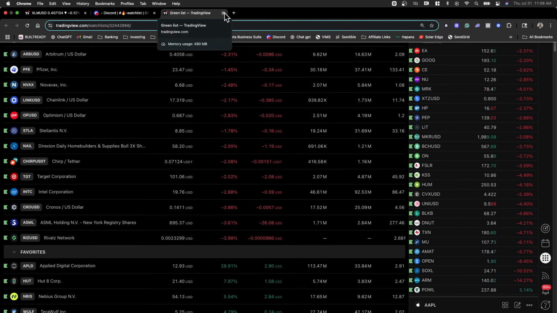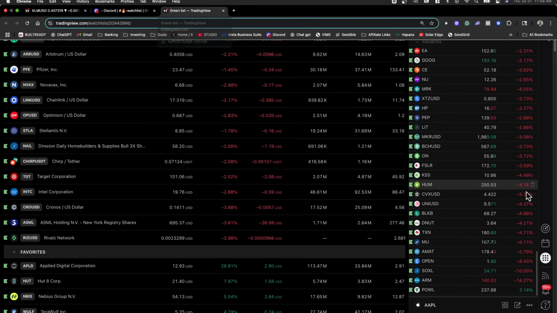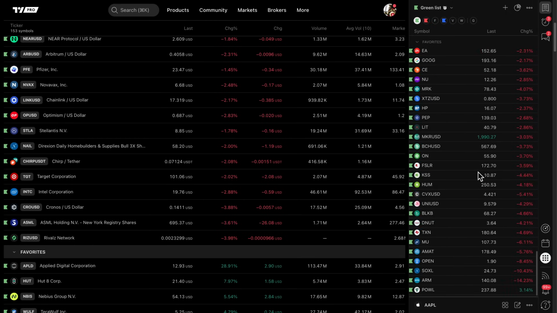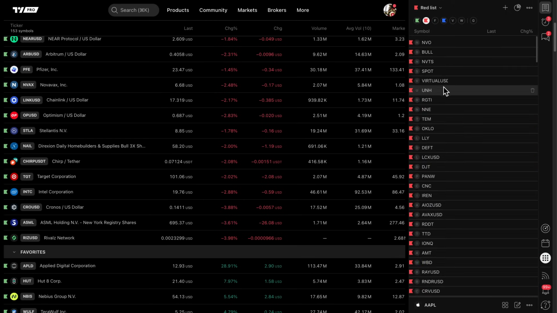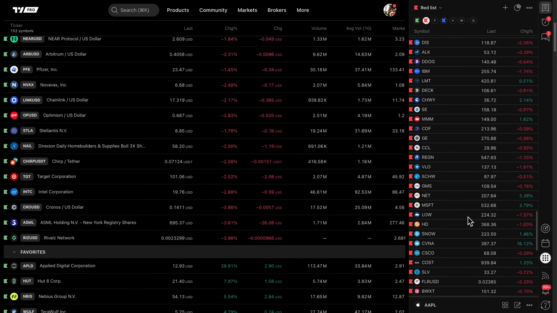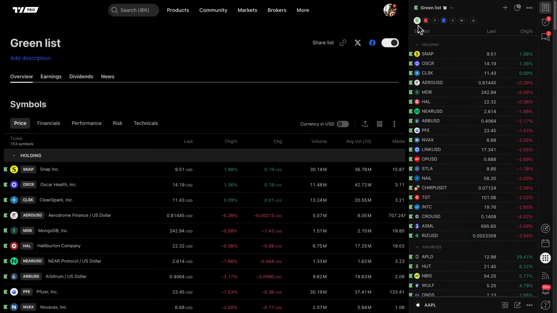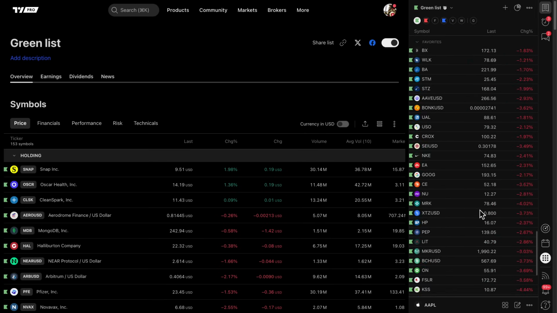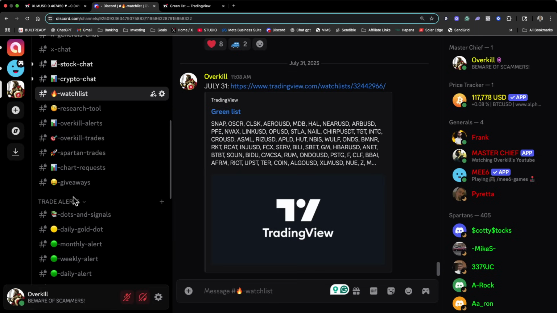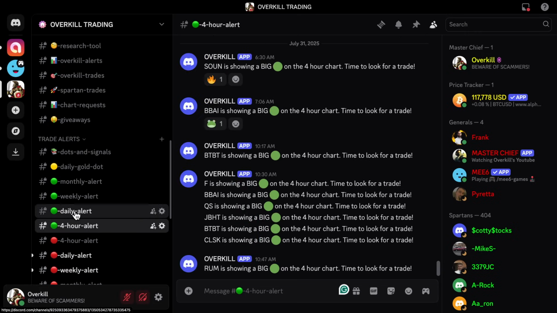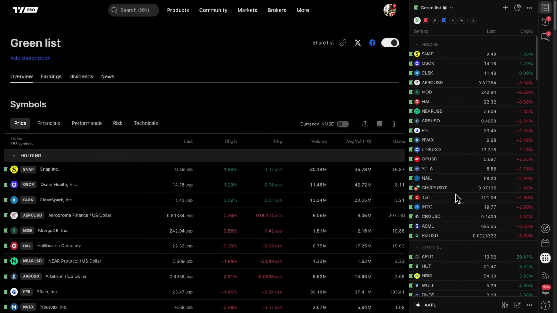But with that being said, all of these names on my watch list are green on the monthly. I have a red list. All these have red dots on their monthly charts, meaning I'm not interested in taking positions on them. I only want to take positions on names that are green on the monthly. Therefore, I have it set up over here in the Discord to where it only calls out the daily and the 4-hour alerts from the watch list.